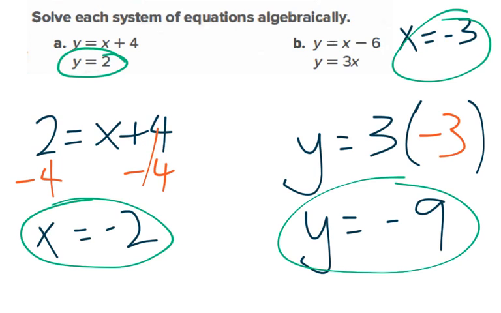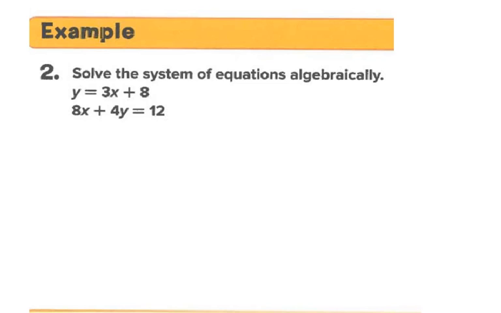The next level of substitution is harder and it takes more practice, but you can get it. Alright, in this example, they're not both equal to y, but one of the equations is equal to y, so that actually helps us out. So one of the equations is solved for a variable. So we know that y equals 3x plus 8.